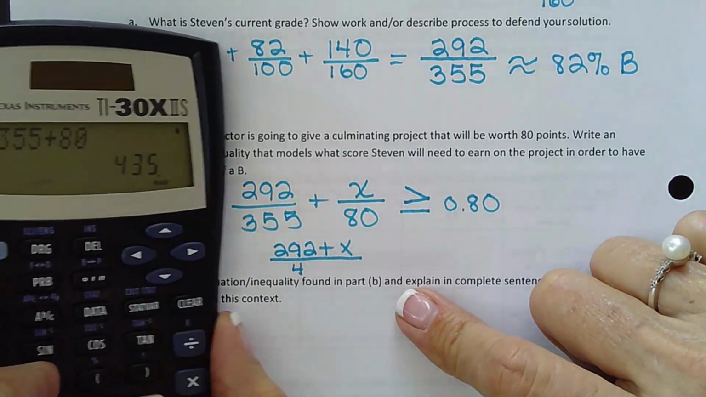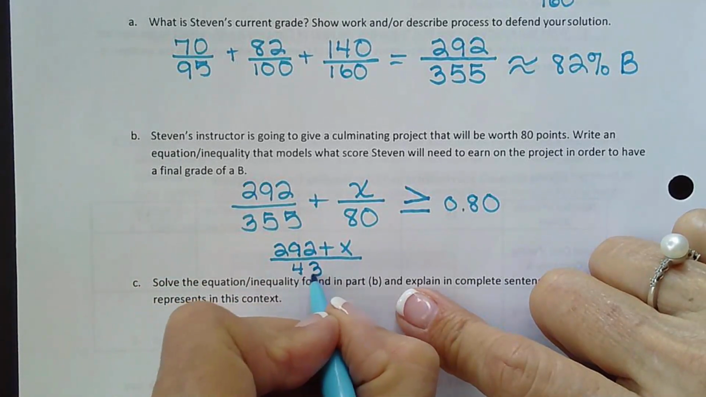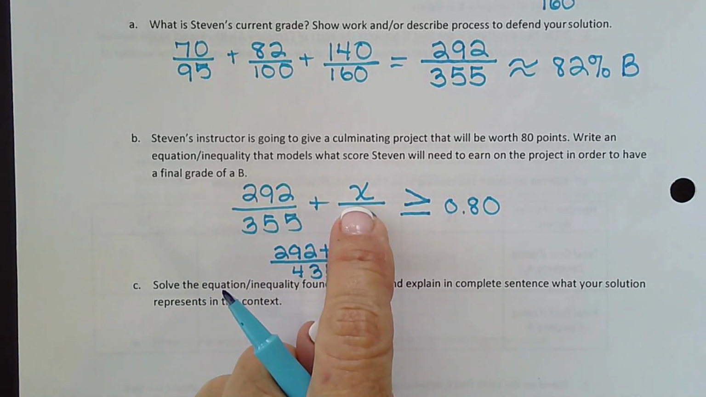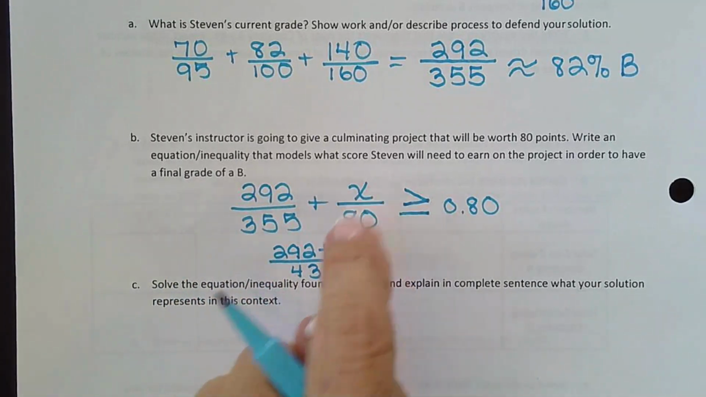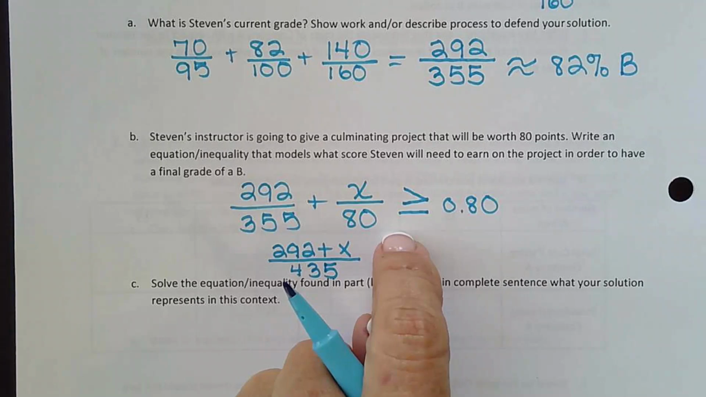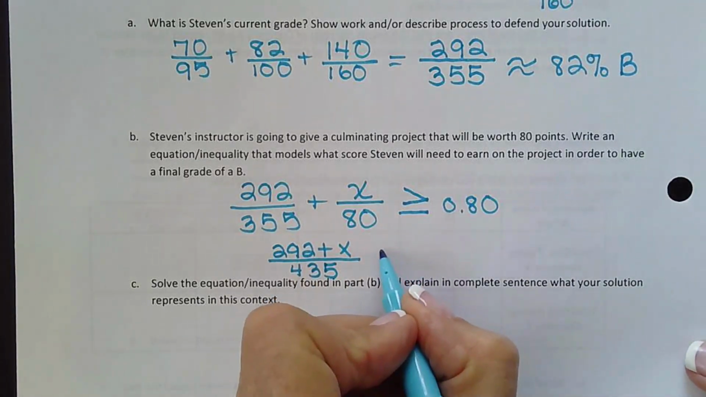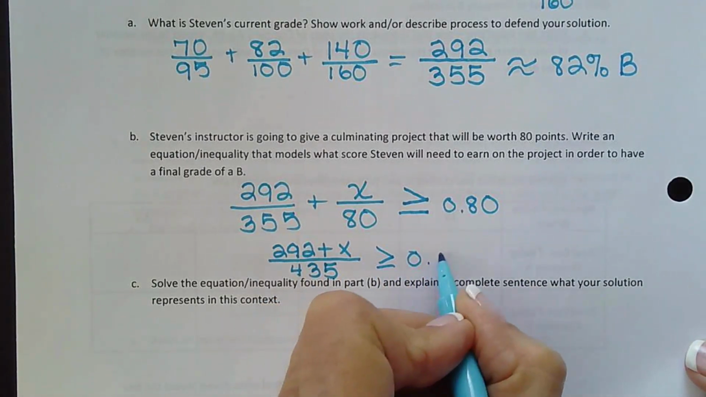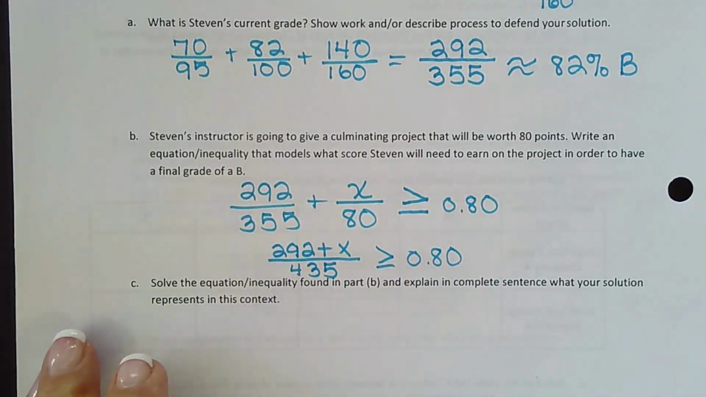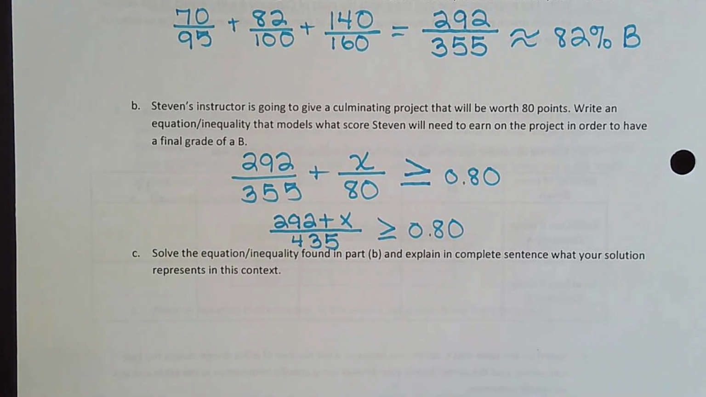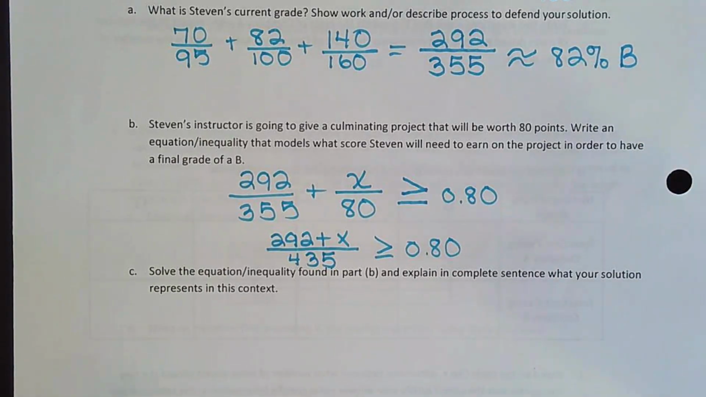So what was that again? 435. So we don't know what he needs on his project. That's what we're figuring out. But this is the total points he's earned, and this is the total points possible. And we need that to be greater than or equal to 80%. So we can probably guesstimate that he needs either a low B or a high C to keep his B, right? So we'll kind of know whether our problem is correct once we get the answer.